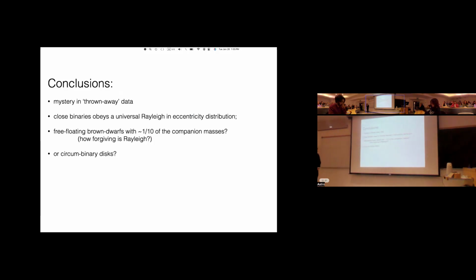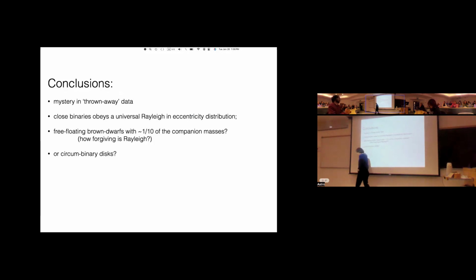But let me conclude here. My first takeaway, for me anyway, is don't throw away data. There's so much good data in the DIA and any other data catalog. There are a lot of interesting mysteries. We found out from this simple exercise, I'm really bad at statistics.